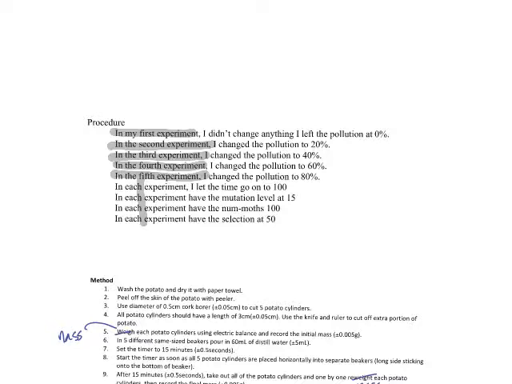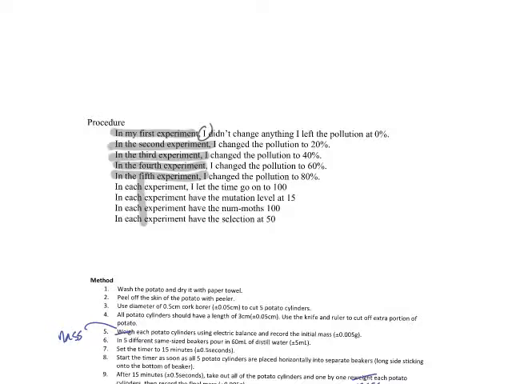I would avoid using I. Just say what you did. You don't need to say I did this. Just say change this. So often the best way to write a method is to start with the verb. Change the pollution level to 20%. Okay? Now, in this particular case, he didn't talk about how he did that.